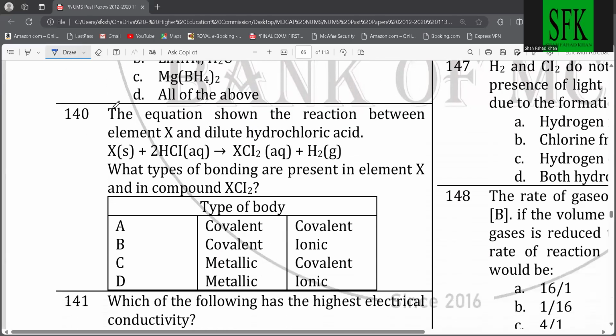Then the equation shows the reaction between element X and dilute hydrochloric acid. Which types of bonding are present in element X and in compound HCl2?